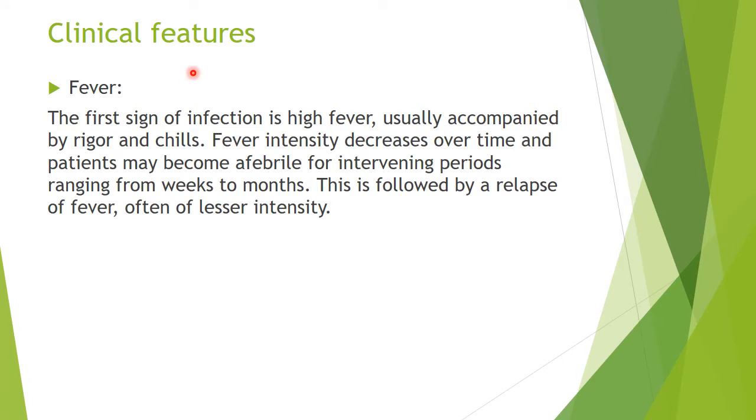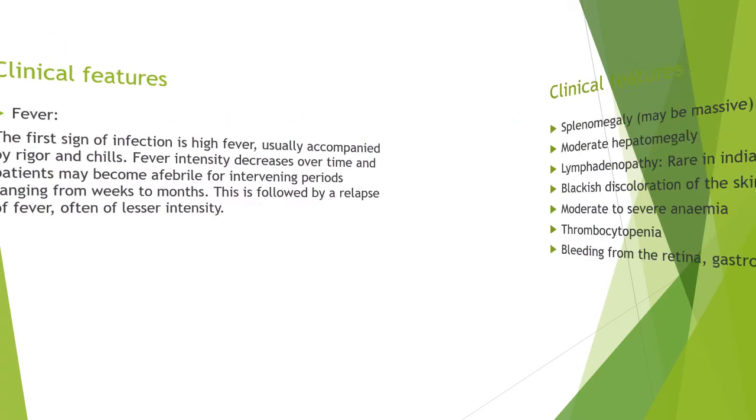The clinical features. Fever is a major clinical feature. The first sign of infection is high fever, usually accompanied by rigor and chills. Fever intensity decreases over time, and the patient may become afebrile for intervening periods ranging from weeks to months. This is followed by relapse of fever, often of lesser intensity. So initially there is high fever with chills and rigor, then the patient becomes afebrile, and there is again relapse.